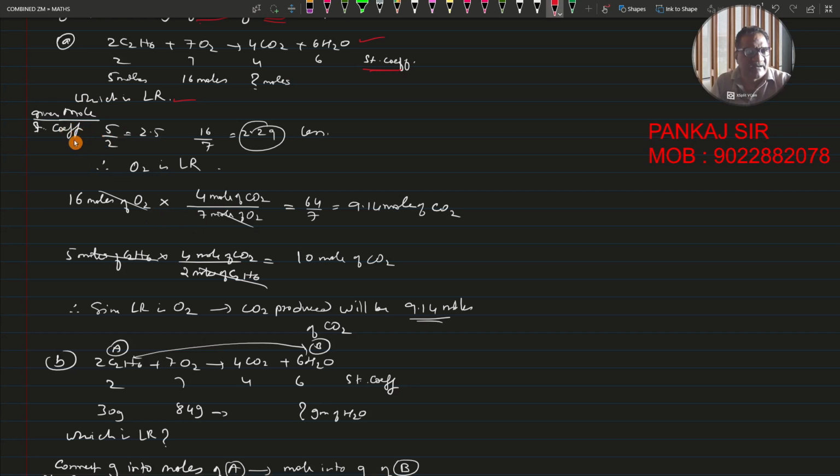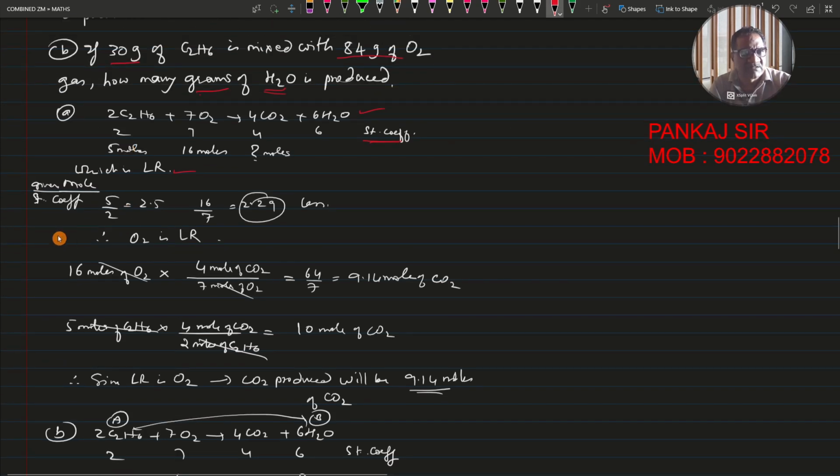Let us try to find out the K factor. First for ethane. We know there is 5 moles of ethane provided to us, so 5 divided by the stoichiometric coefficient of ethane in the equation, which is 2. So 5 divided by 2 is equal to 2.5. This is your K value for ethane. Similarly, let us find the K value for oxygen. It will be 16 divided by 7, which works out to 2.29.